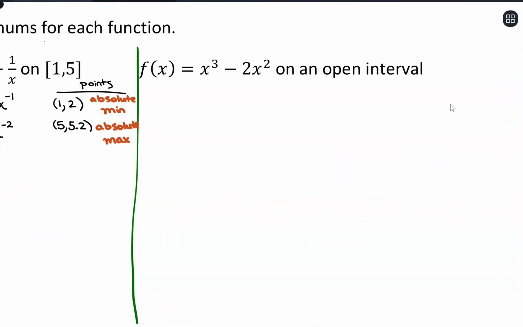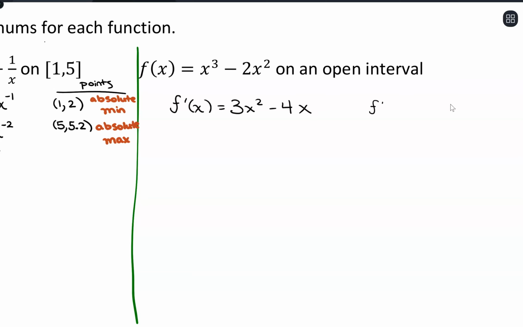So when it says an open interval, that means we don't have endpoints. So we're not going to have these points to start off with. Instead, we're just going to go right into looking at our critical values. So I'm going to start by taking the derivative here, which is the derivative of x cubed is 3x squared, and then the derivative of negative 2x squared would be negative 4x to the power of 1.